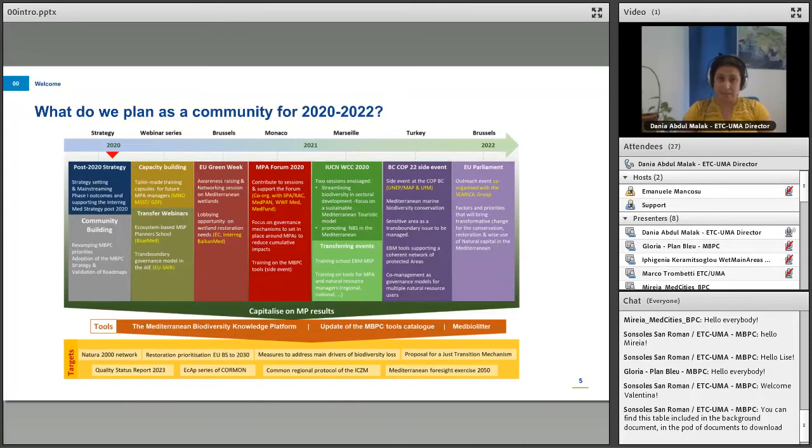We are setting the basis for this workshop. We are still pending a bit on the situation, but we hope to be able to make it a physical meeting. If not, we would shift to also a webinar setting.